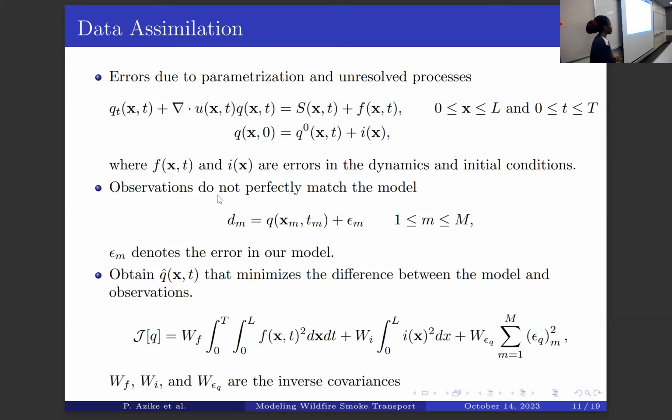At the end of the day, we are left with an optimization problem, and we want to obtain the best estimates that minimize the differences between our model and the observations. And this results in minimizing the cost function in the least squares sense, as Sandra rightly described. And W_F, W_I, and W_EQ are the weights. These are associated with the errors that we have in the model and the initial condition.